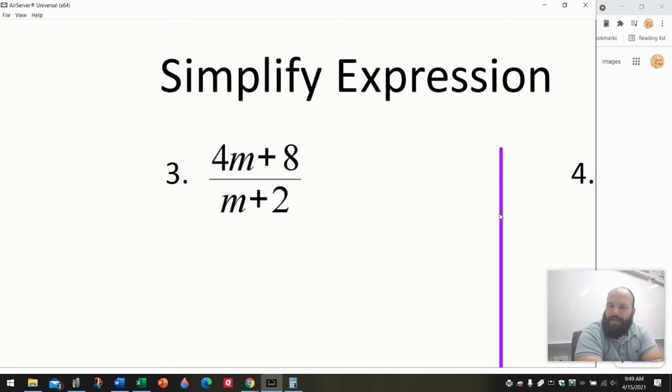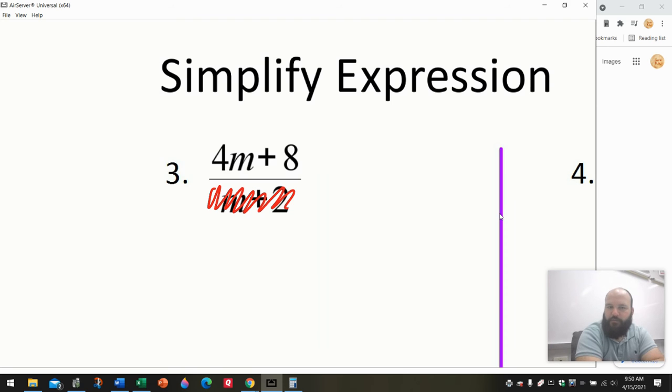You can only cancel out when it's multiplication. So what we have to do in this particular problem is take the GCF out of anything that it can come out of. But we look at the numerator and the denominator separately. So forget about the denominator for a second. Let's look at the numerator.